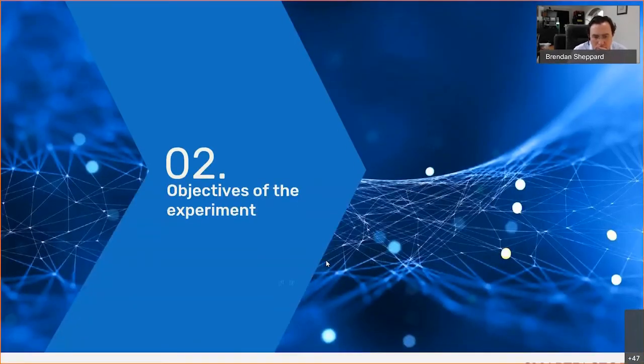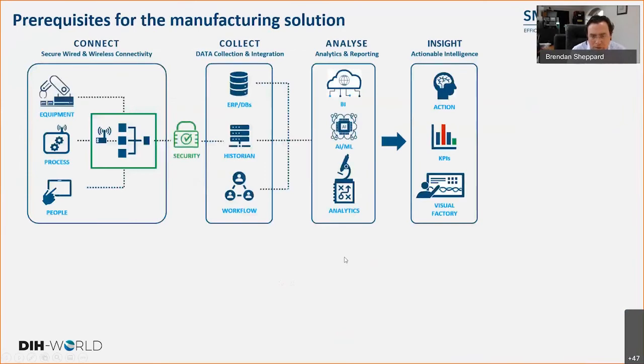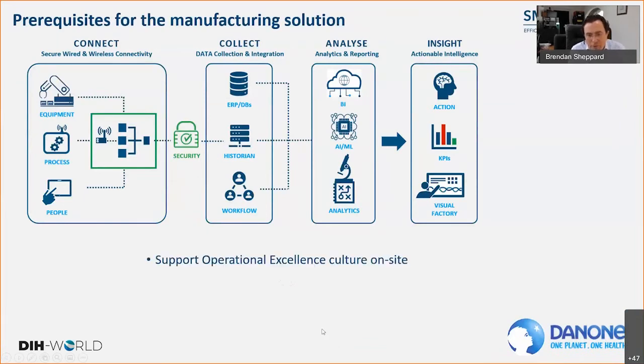The objective of this experiment: it's a manufacturing site. It's a baby food plant, and the company had a very strong culture of operational excellence. So everything we did had to support that excellence. They were already gathering an awful lot of data, but a lot of the data was manually gathered. Some of the equipment was new, within the last few years, but some of the machines on site are maybe up to 20 years old.